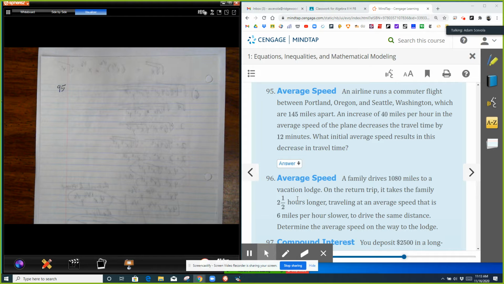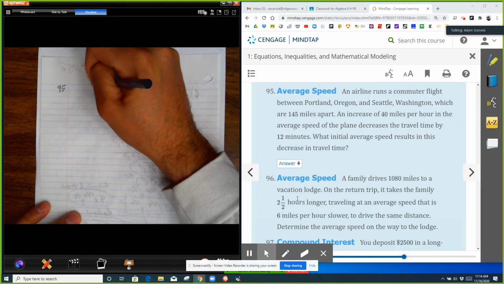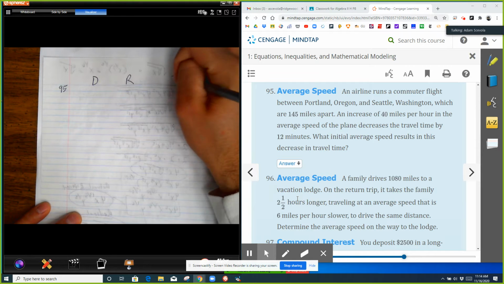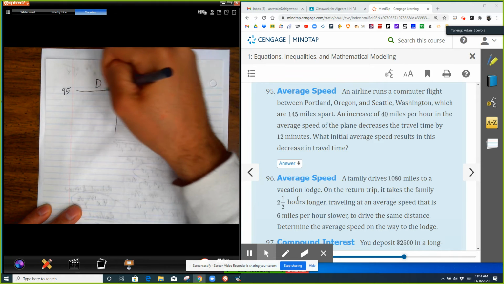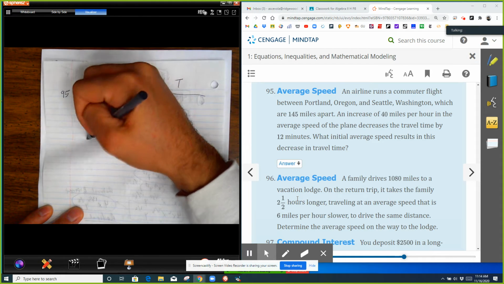All right, so I'm given a distance, 145. I'm given rates, an increase of 40 miles per hour, and I'm given a time. So when I notice those things I'm either given or looking for, I'm going to create one of these tables: distance, rate, and time. And I'm going to use it to relate my two quantities, which are going to Seattle and going to Portland.